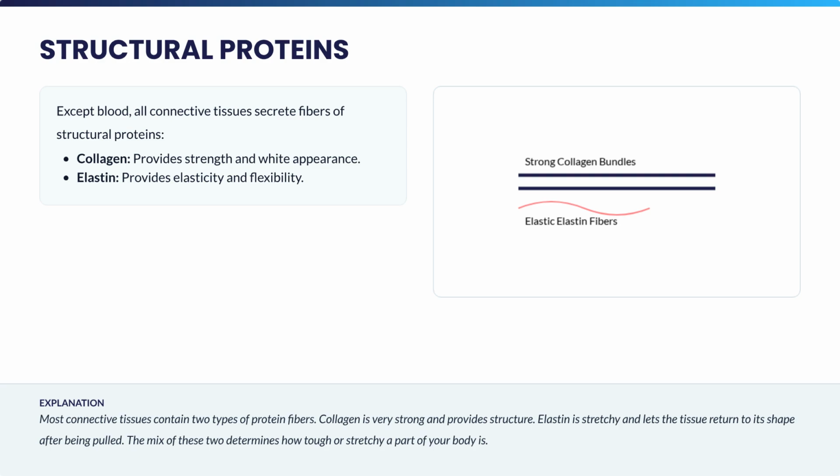Connective tissues secrete structural protein fibers. Collagen provides strength, while elastin provides elasticity and flexibility. The balance between these two fibers determines the physical properties of the tissue.